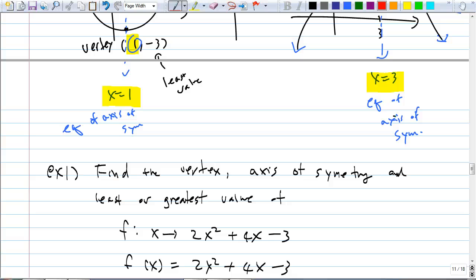So don't get that confused, guys. When they give you this arrow notation, you can just rewrite it as f of x equals 2x squared plus 4x minus 3. Do you see that? Don't be scared of this arrow notation. It's nothing more than this. Does that make sense? People see that and think it looks different. Okay, go ahead, try this now.